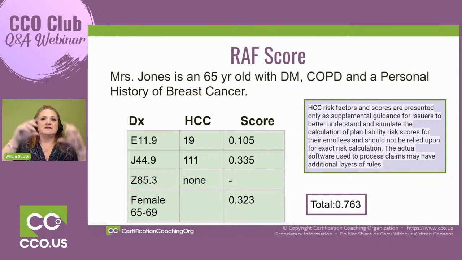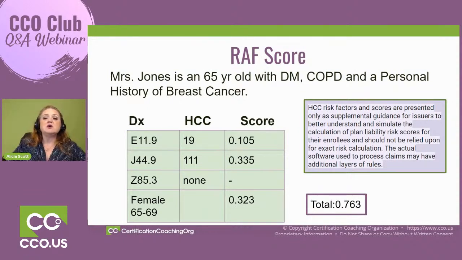So again, these HCCs are grouped in categories that we'll talk about. And J44.9 is 111, which is respiratory. And then we have a personal history of breast cancer, Z85.3. It just so happens that that doesn't carry an HCC, because the patient doesn't have an active condition anymore, and therefore it doesn't risk adjust. Now, there are some Z codes that do risk adjust. For example, amputations are Z codes. There are some BMIs that risk adjust, 40 and above. So don't think that just because it's a Z code it doesn't risk adjust. That would be a fallacy.